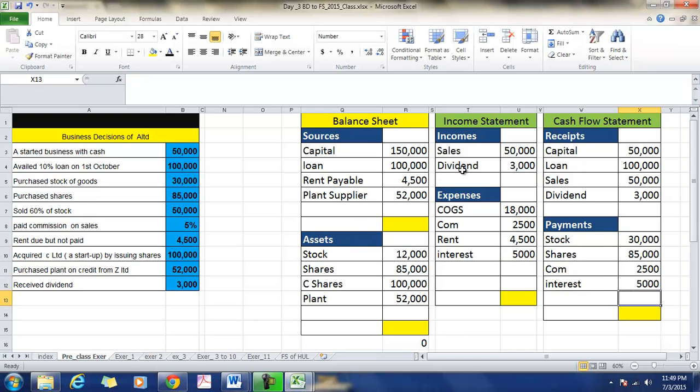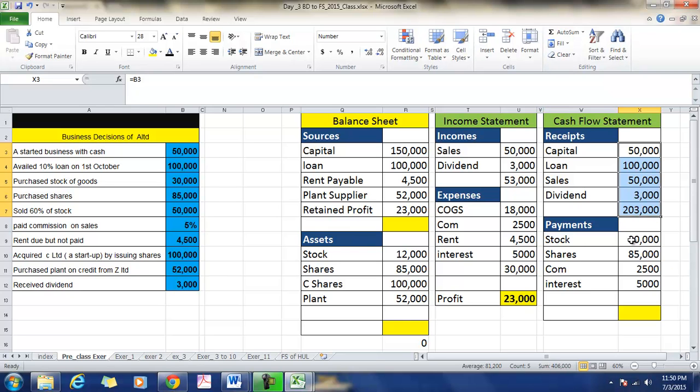Since all transactions are done, we will determine the profit, and the profit is equal to incomes minus the expenses, which is equal to 23,000. However, we'll assume here there is no tax, and we also assume that entire profit has been retained by the business. So therefore profit is transferred to the balance sheet, because we have not distributed the profit among the shareholders.